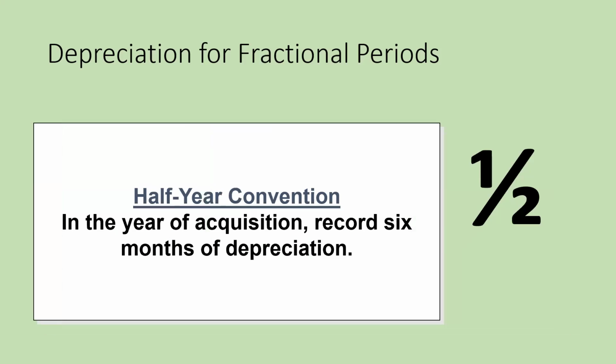Another important concept is the half year convention. The half year convention method is used in accounting to simplify depreciation calculations for assets purchased or sold during the year. Under this rule, regardless of when the asset is purchased or sold during the year, it is treated as if it was acquired or disposed of halfway through the year.